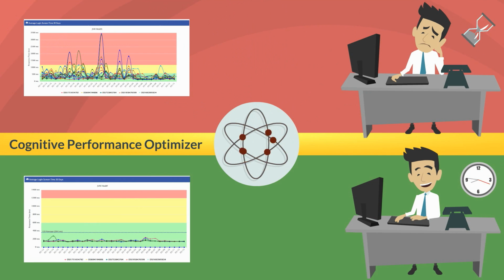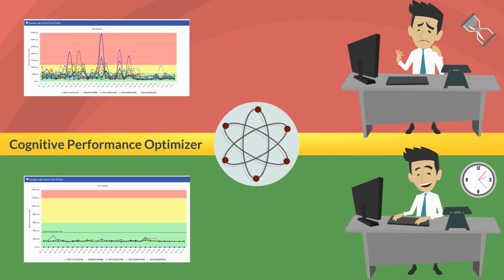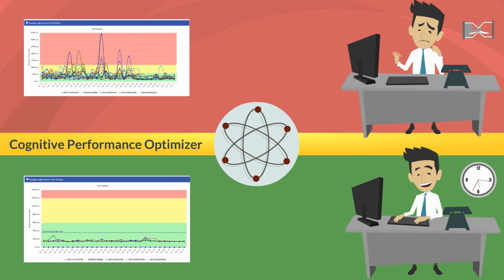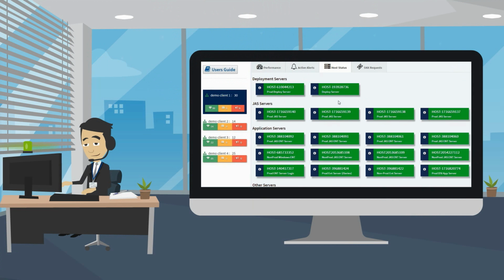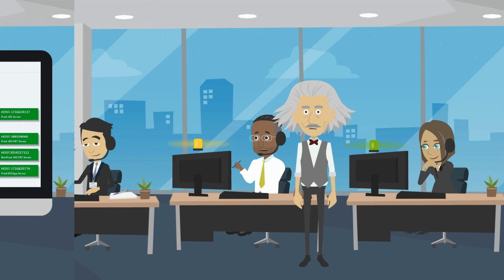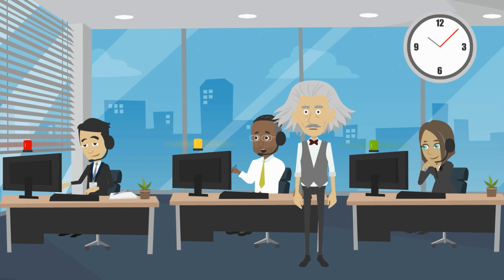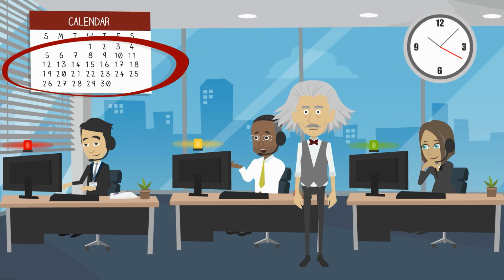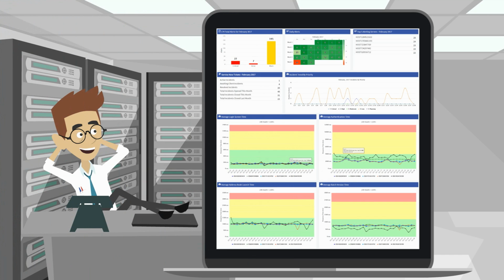The Cognitive Performance Optimizer runs behind the scenes and recommends ways to improve performance. The users never need to know there was an issue. After corrective actions are applied, it's all systems go. Coverage is 24 hours a day, 7 days a week, 365 days a year. We also get a monthly performance report listing alert activity as well as vital statistics for our system.